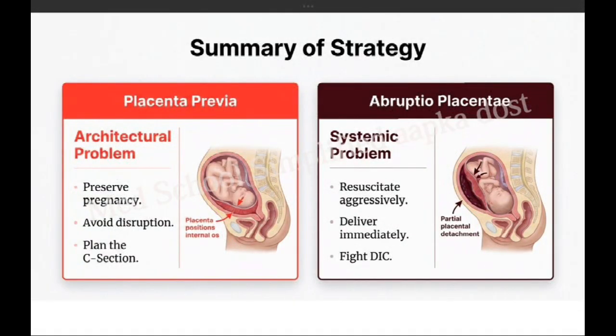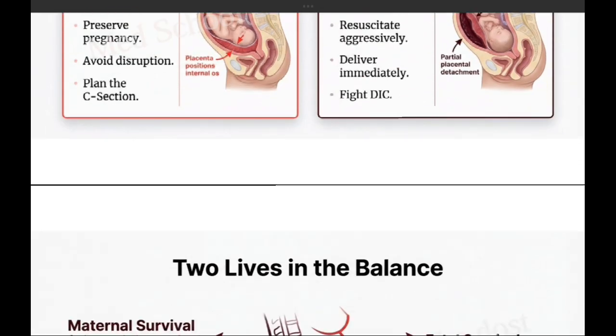We will have a summary of strategy. In placenta previa, there is an architectural problem. The pregnancy is preserved, avoid disruption, and plan the C-section. In the systemic problem, the ruptured placenta, we have to resuscitate aggressively, deliver immediately, and fight the DIC, disseminated coagulopathy. Okay, the partial displacement or detachment here, that's the placental position, the internal os.